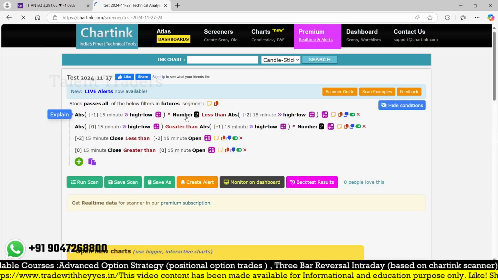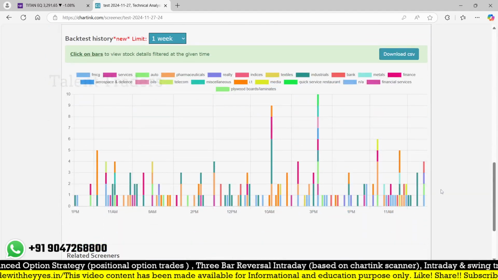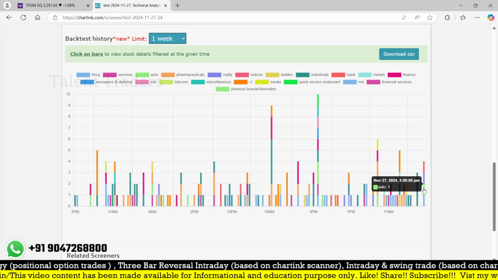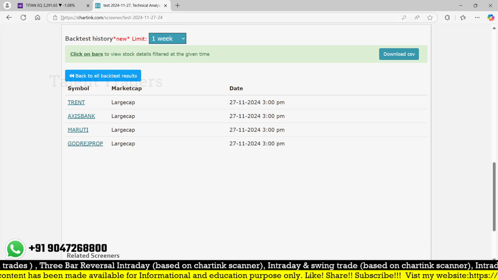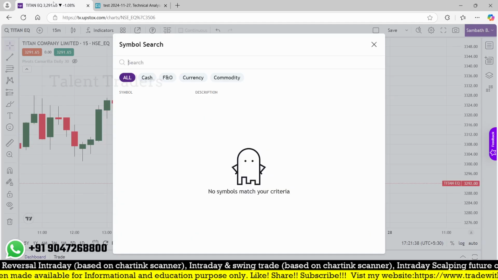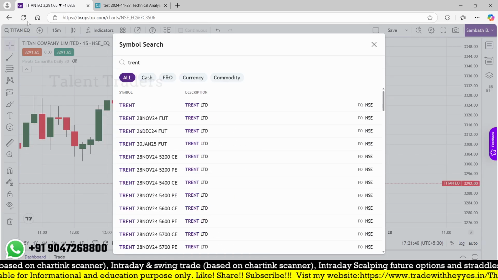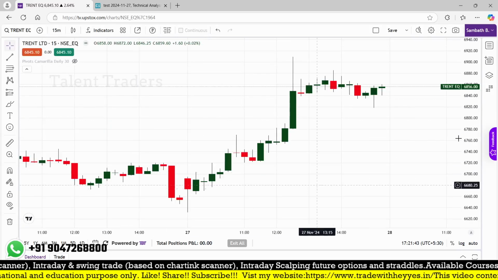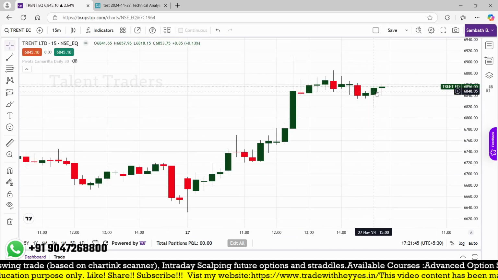So we have many more stocks here at this moment. So a lot of stocks are forming such a pattern around 3 o'clock. So we have many stocks like Trent, Axis Bank. Let me check whether it is forming such a pattern. Trent, exactly, demand pattern. So 1, 2, 3, that is happening.